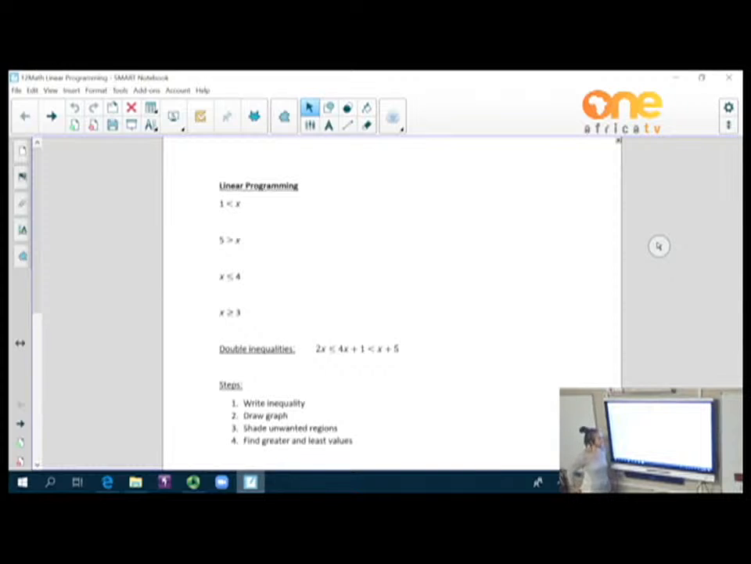Today we'll start with linear programming, and if you download the PDF from this lesson, you have your notes and we'll quickly just look at them. So the first thing is that when we have a smaller than or a larger than, our number that we use, for example, the 1 and the 5, is not included, which means everything less than 1 in the first one's case and everything more than 5 in the second one's case.